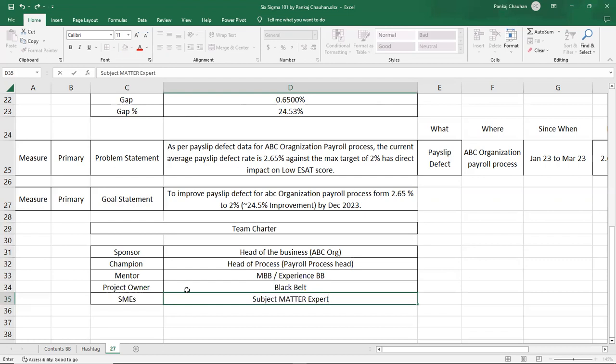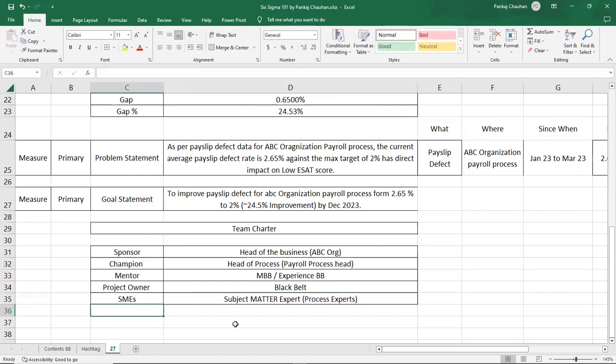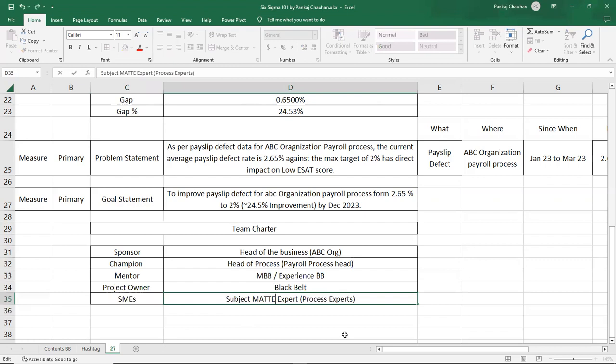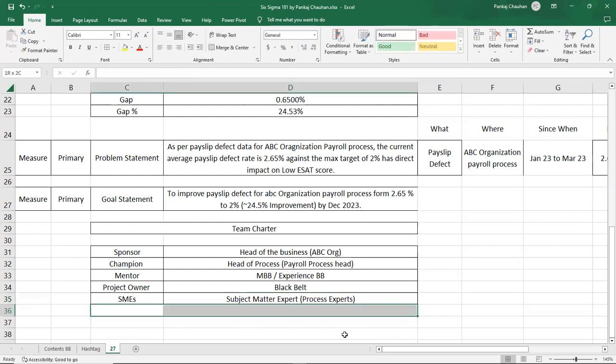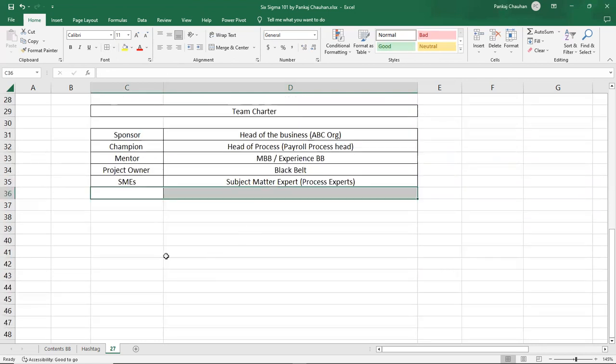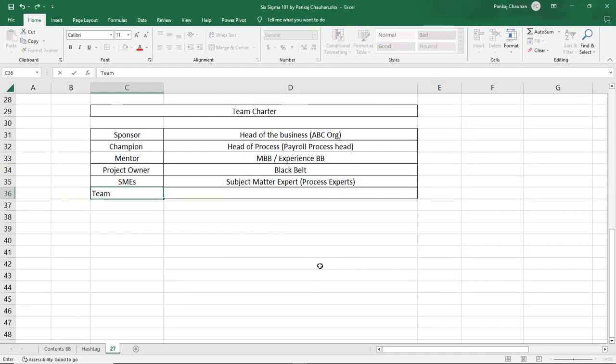Typically, these people are the process experts. As in this case, we are trying to improve the process of payslip defects, so my payroll executive will be my subject matter expert. And of course, you need some helping hands to do so many of the activities. So the last role I will be defining is the team members.